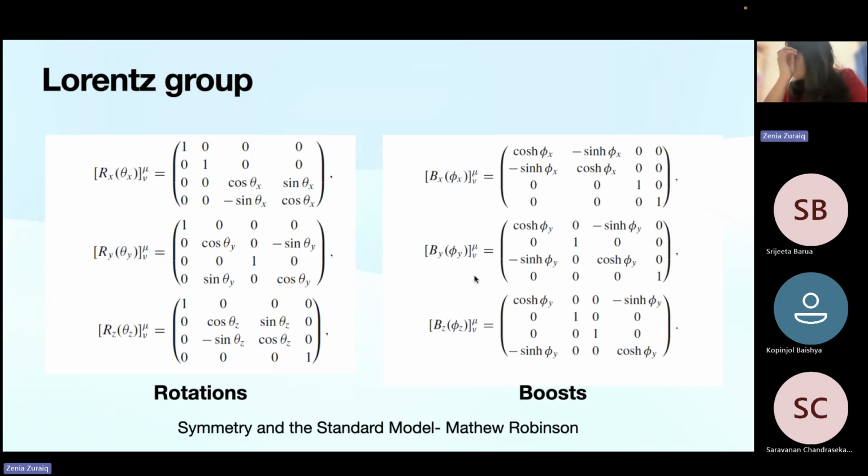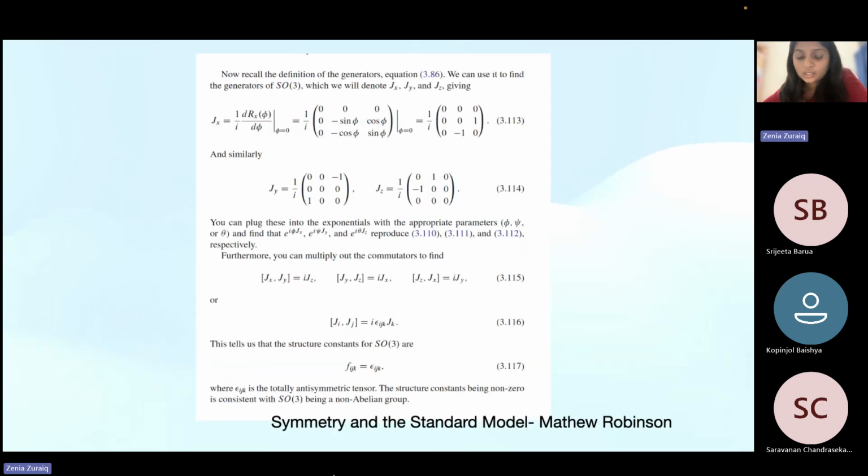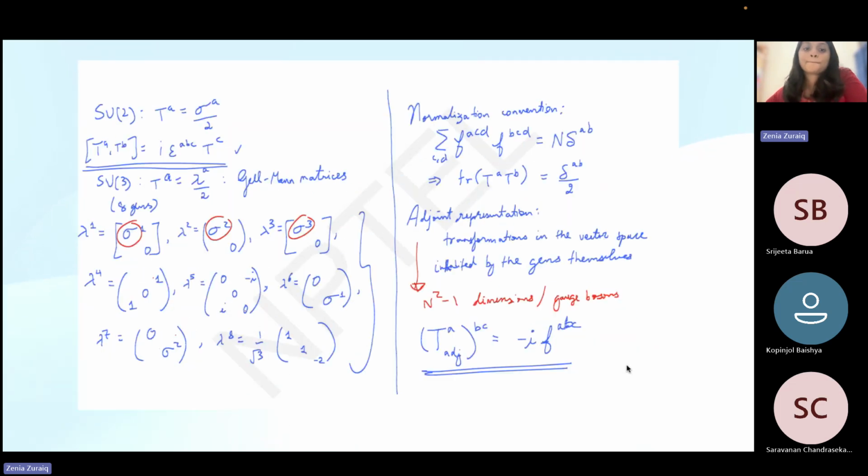Okay, with all that done, if you want more details about this kind of thing, chapter 3 of this book, Symmetry and the Standard Model, really goes into a lot of detail of group theory, starting from the basics. I really recommend it, so you can look at it. And of course, all the group theory textbooks I mentioned, but this is specifically to construct the standard model, so it's very relevant for the things we are discussing.